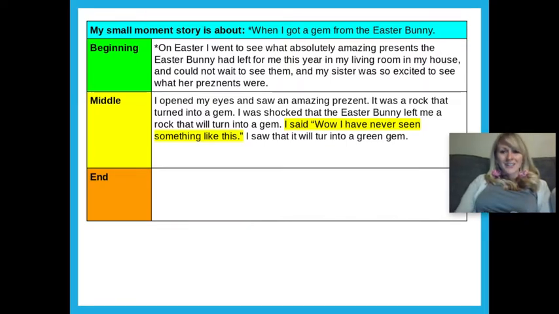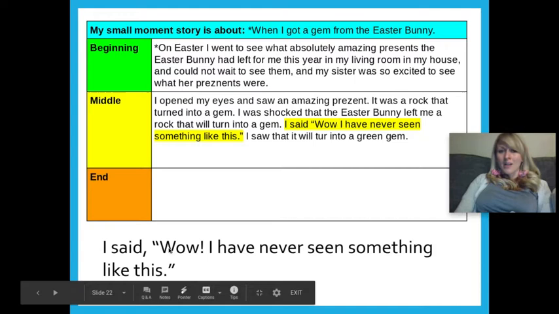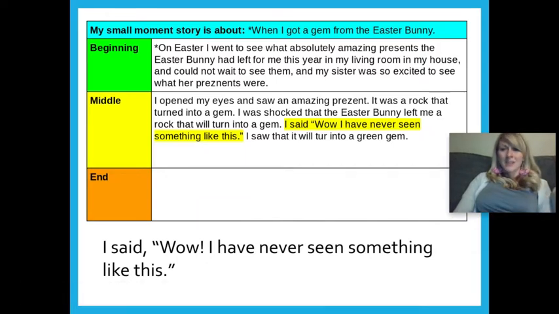Can you guys see what it is? We're missing that comma to separate the dialogue tag from the actual dialogue. So instead, we would say, I said, comma, "Wow!" And I put an exclamation point there after the wow because I feel like that's its own statement. "Wow! I have never seen something like this." And that would end his quote there.